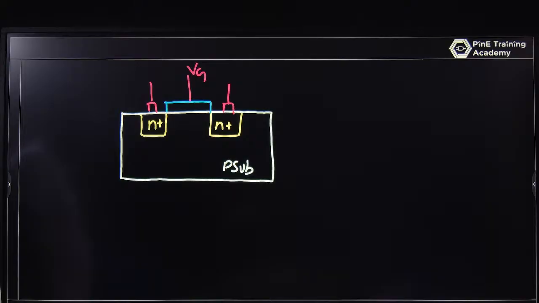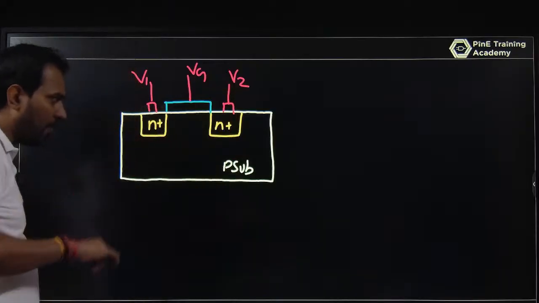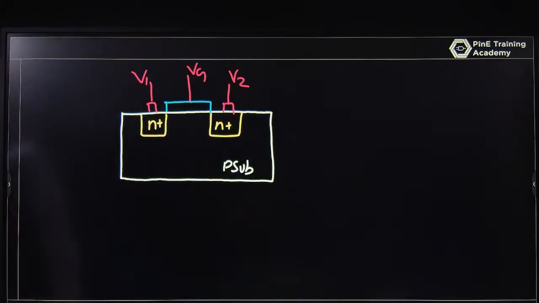So if you talk about this is V1 and this is V2, I am not interested in giving the names source and drain. I am always preferring V1 and V2. And after that we will explain why V1 is source and why V1 is drain, and why V2 is source and why V2 is drain. So firstly, understand what is happening here.